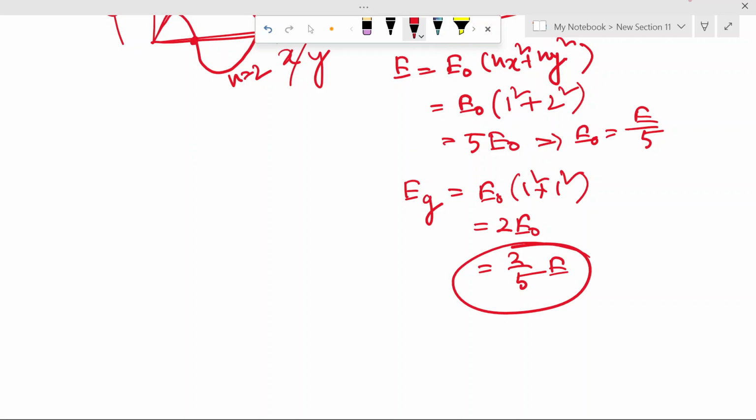Pretty simple question once you understand the concept behind it. Now let's move forward to the next question.